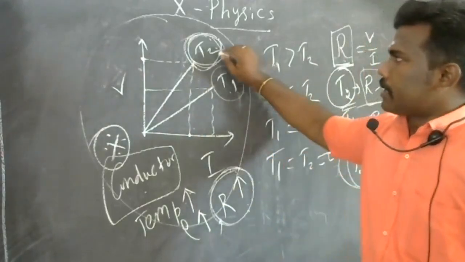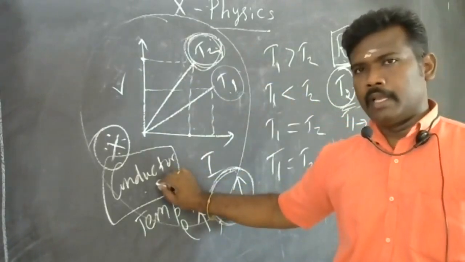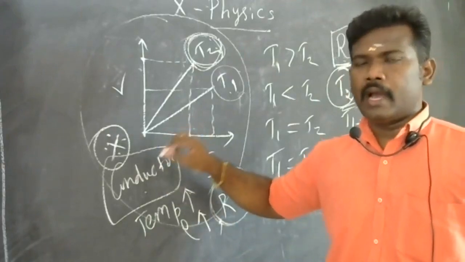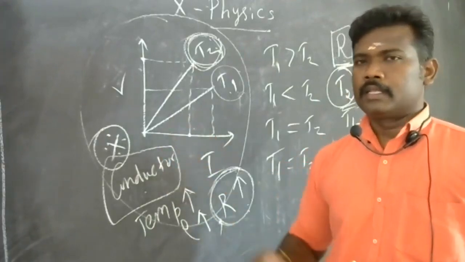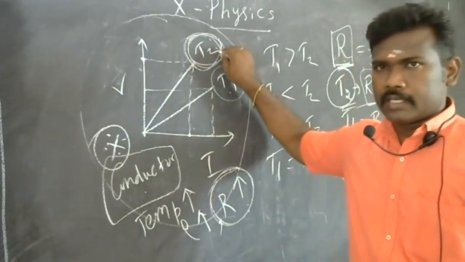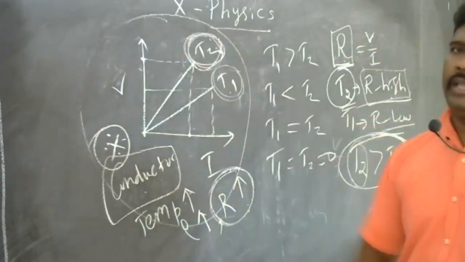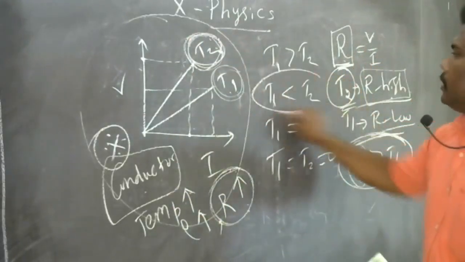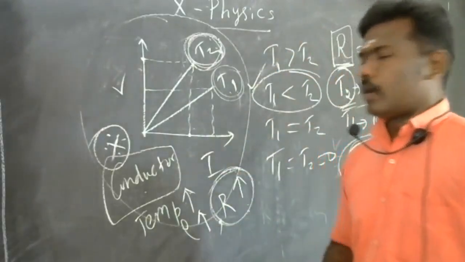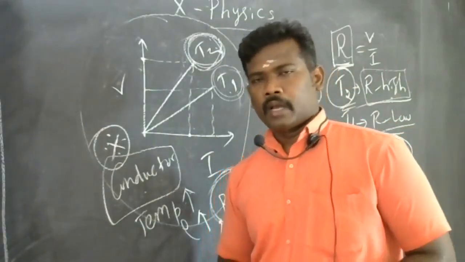So R is high at temperature T2. The given material is a conducting material. So for a conducting material, resistance is high at high temperature. So here at this temperature, resistance is high. So the answer for this question is T2 is greater than T1. This is the correct answer. So this is one method of asking the question by using the VI graph or IV graph.